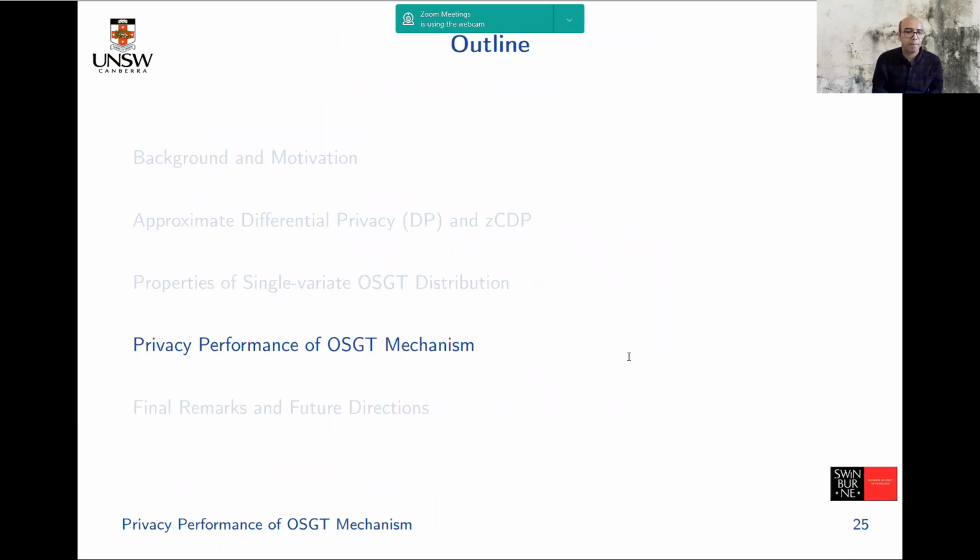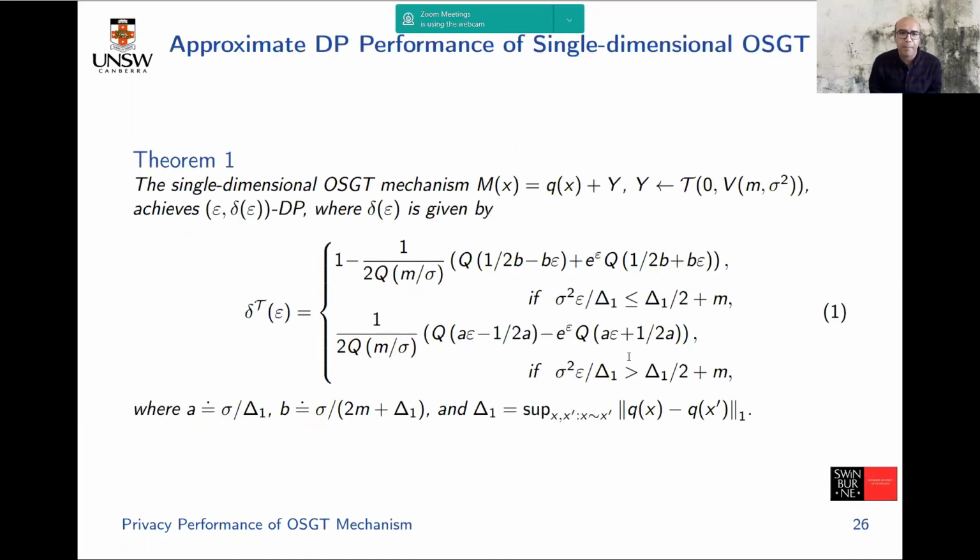Now, let's have a look at the privacy performance of the OSGT mechanism, and in particular, we compare this performance with its counterpart, the Gaussian distribution. First, the approximate DP performance of a single-dimensional OSGT. In this theorem, we get delta as a function of epsilon for OSGT.